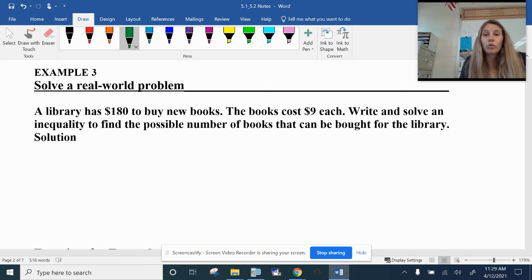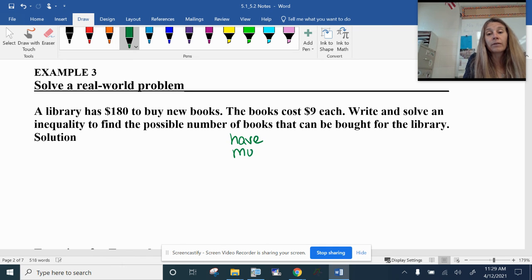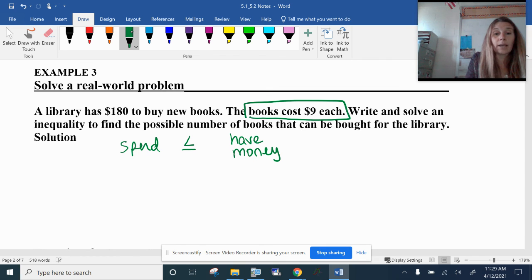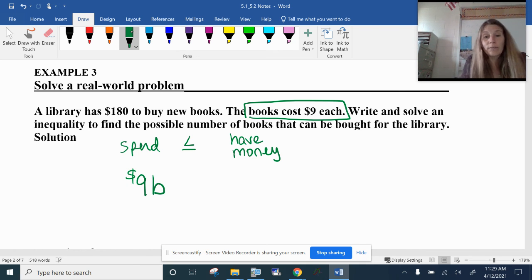Okay, so the way to think about it, anytime you're going to go shopping, you're kind of using an inequality situation because you always have a certain amount of money, right? And the amount of money that you have, you can only spend less than or equal to the money that you have, right? So if I'm going to spend money and the books cost $9 each, in this case, I'm going to have 9 times B, however many books. And whatever that total is, it has to be less than or equal to the money that I have to spend, or in this case, the money that the library has to spend, which would be $180.